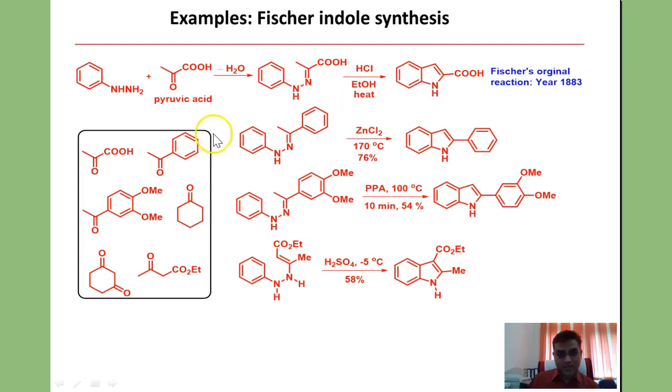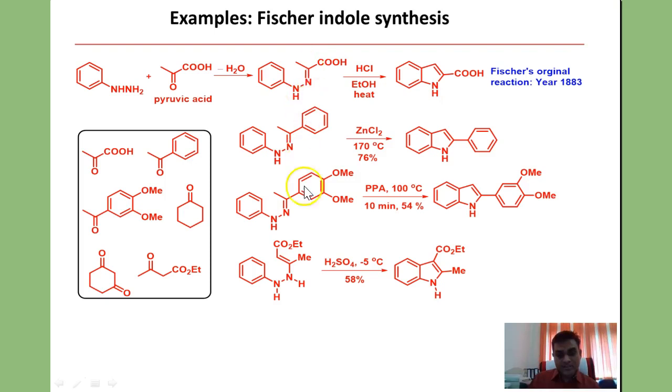In this chart, phenylhydrazine is a common substrate. Phenylhydrazine is treated with enolizable ketones here. Here is pyruvic acid, and we get the hydrazone of pyruvic acid. When phenylhydrazine is treated with acetophenone, it forms the phenylhydrazone of acetophenone. Here, the phenylhydrazone of ethyl acetoacetate is formed.